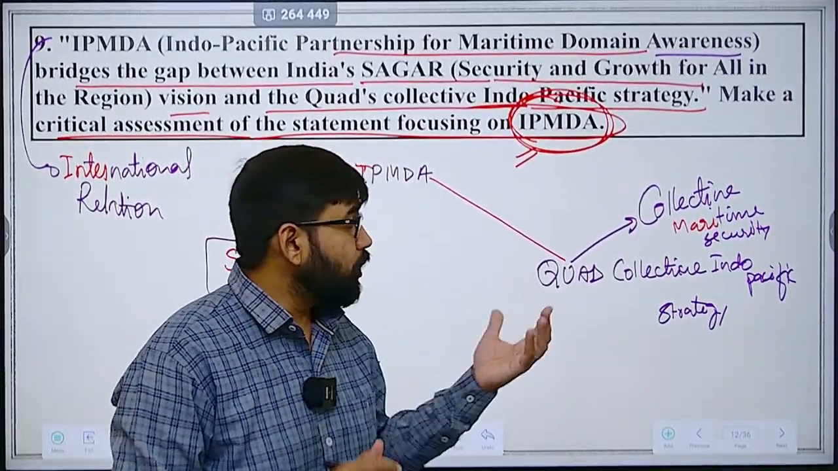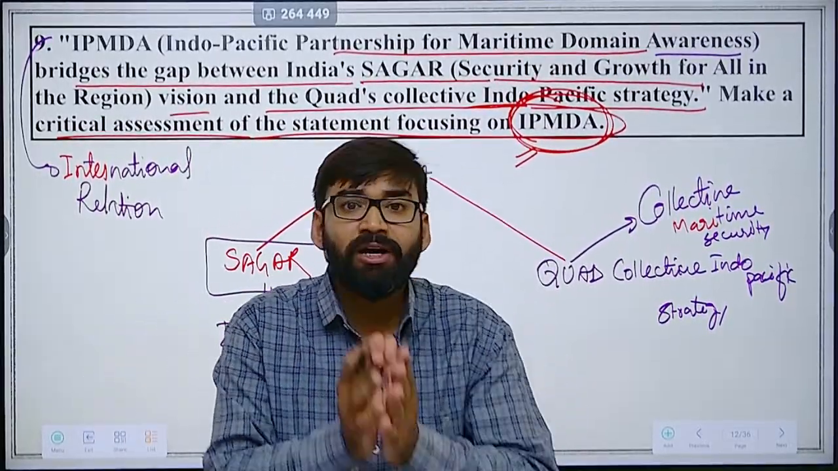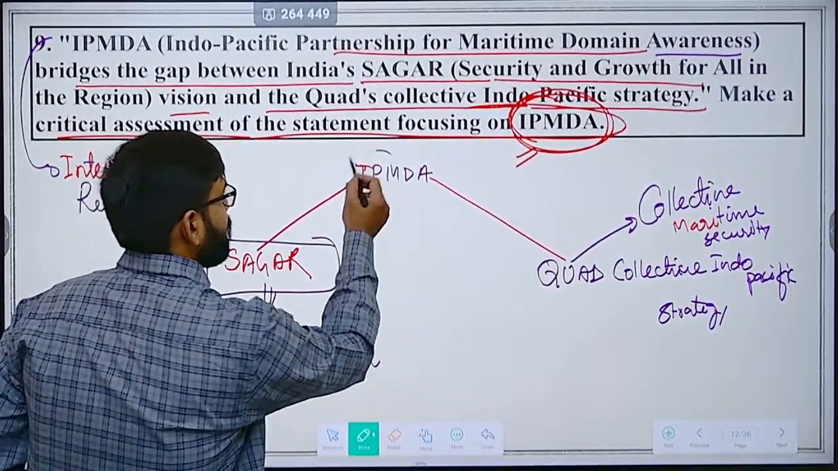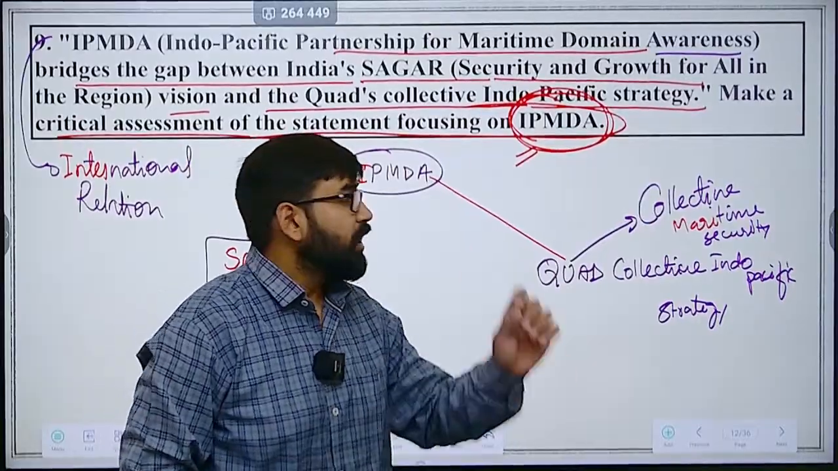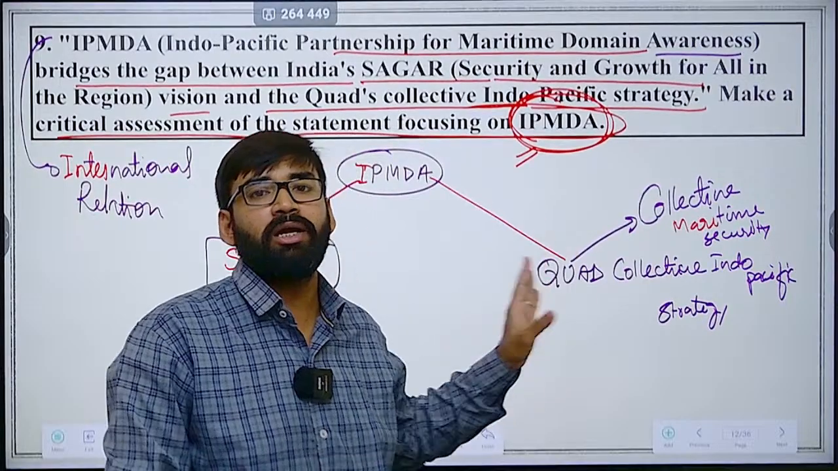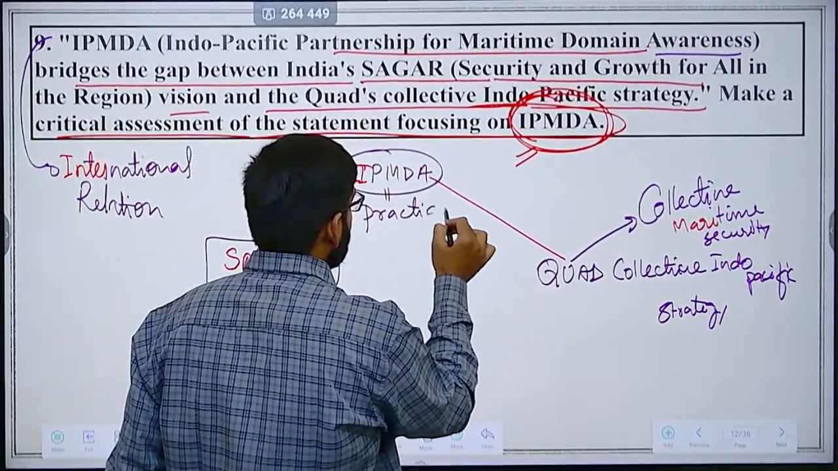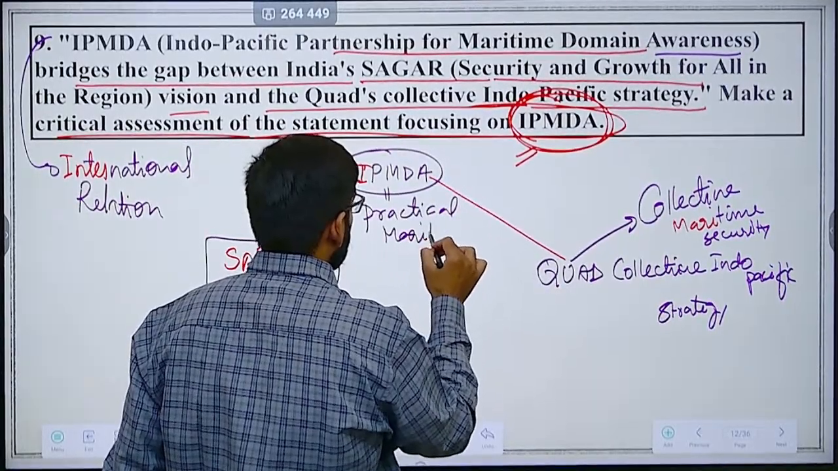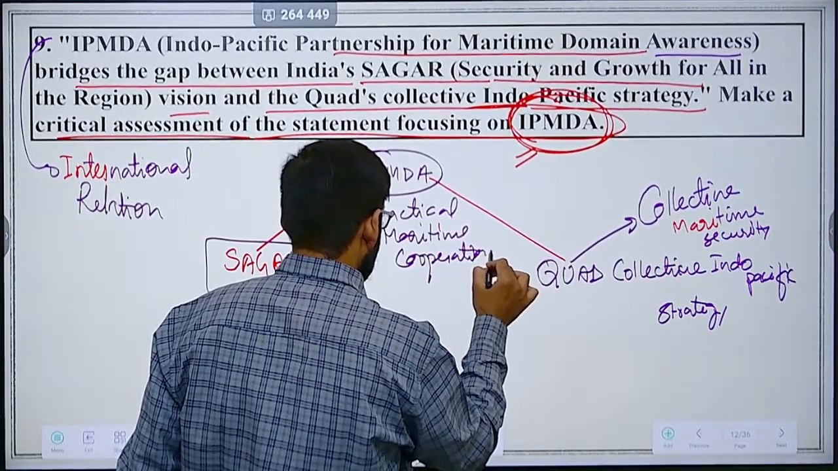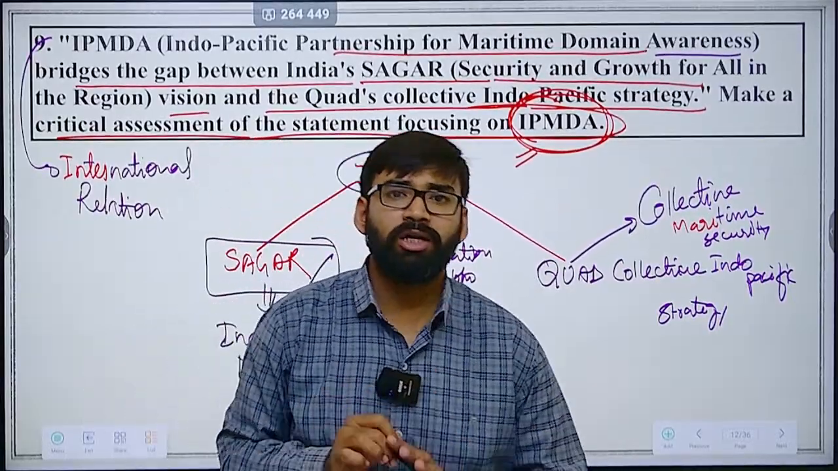So when we talk about collective maritime security, it talks about a free, open as well as secure Indo-Pacific region. In this scenario, IPMDA provides the practical maritime cooperation between the two. That means Sagar and Quad collective measure.